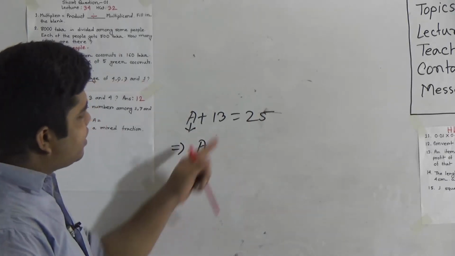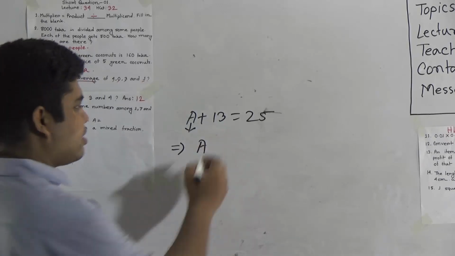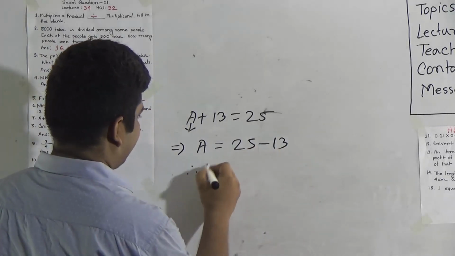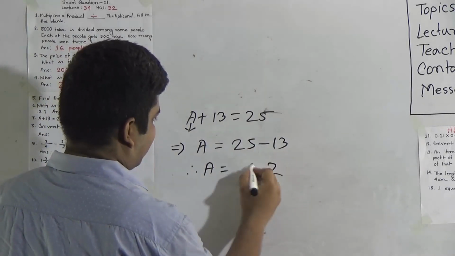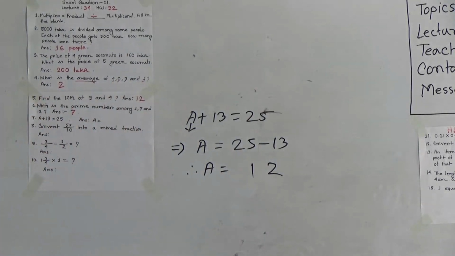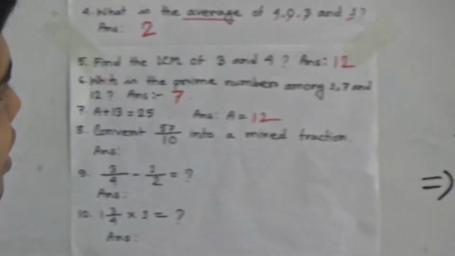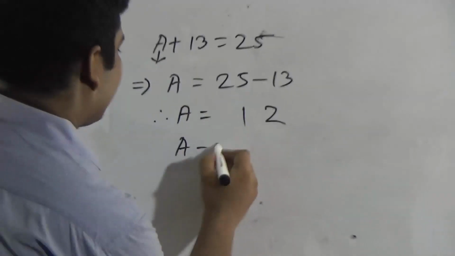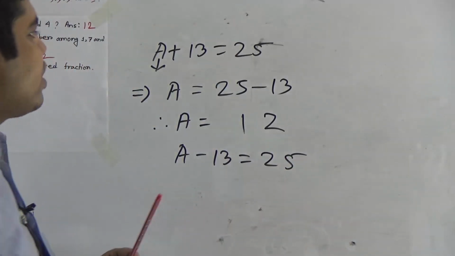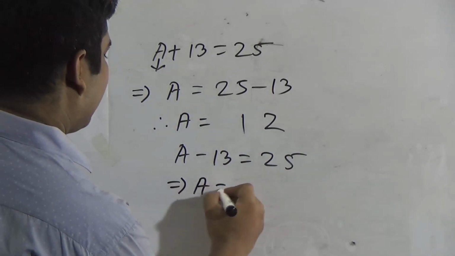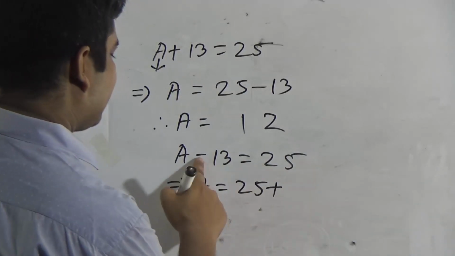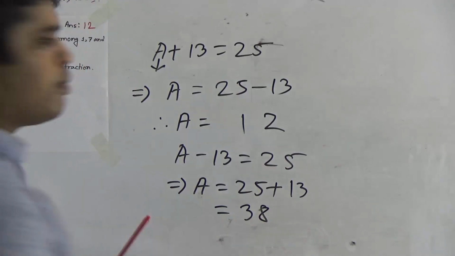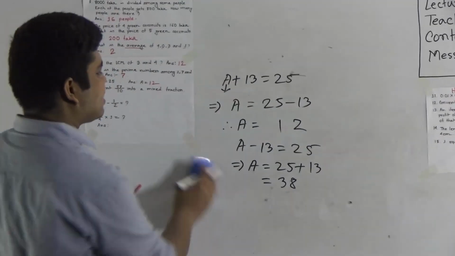For this reason we change the position of 13 to the other side. It will be minus 13, so a equals 25 minus 13, that means 12. So the value of a is 12. I hope you have understood. My dear student, if the question is a minus 13 equals 25, then what will it be? Then a equals 25, and when it changes position the sign will change and it will be plus 13, so 38. I hope you have understood. You can solve this math just like this procedure.